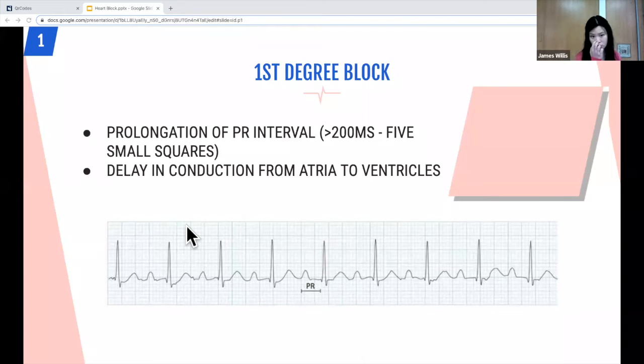Causes are usually vagal tone, being an athlete, an inferior MI or mitral valve surgery, anything that knocks at the AV node, and myocarditis, hyperkalemia, or any AV nodal blocking drugs such as beta blockers, calcium channel blockers, digoxin, amiodarone. Why do we care? We really don't. Not in the ER. It's not really going to do anything. They're not going to need a pacemaker. It's pretty asymptomatic. Usually it's an incidental finding.